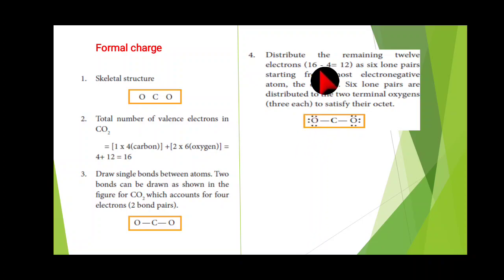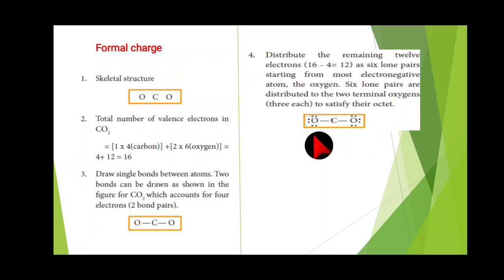The 16 minus 4, where 4 means around the carbon, the 2 bond pairs, 4 electrons. So equal to 12, as 6 lone pairs, starting from the most electronegative atom. So the 12 electrons are given to the 2 oxygens. So 3 lone pairs each: 1, 2, 3, 4, 5, 6. Totally 12 electrons. So 6 lone pairs are distributed to the 2 terminal oxygens to satisfy their octet.